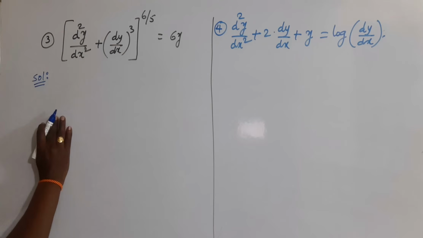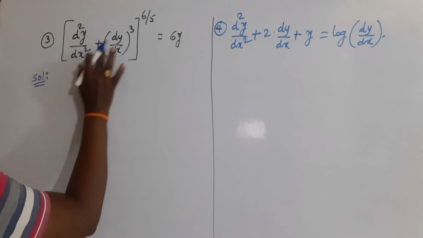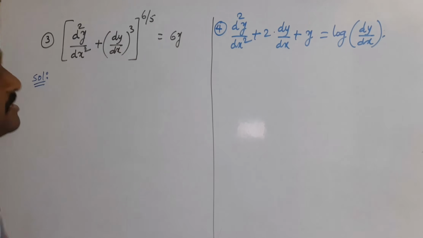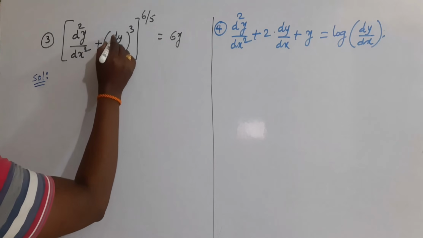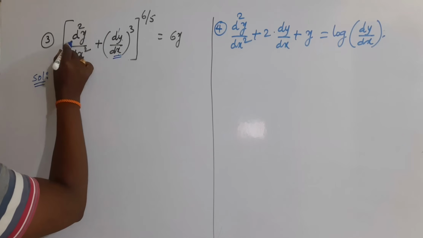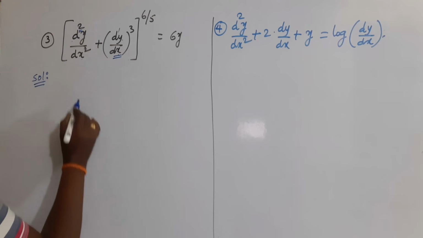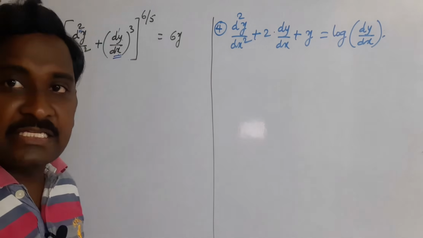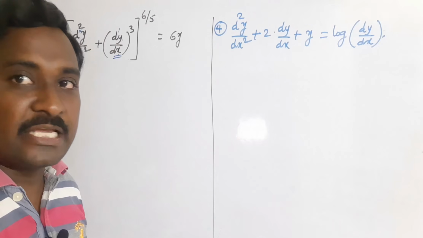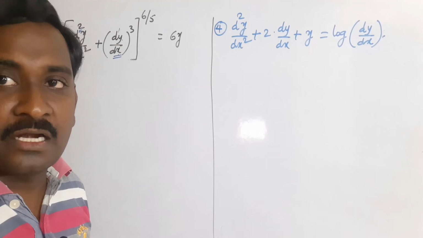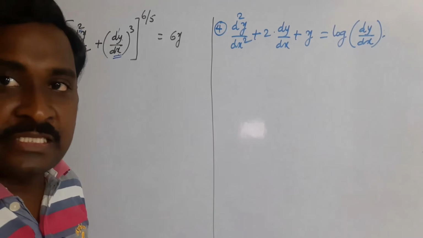See the next example. d square y by dx square plus dy by dx whole cube whole power 6 by 5 is equal to 6/5. Clearly we are observing that dy by dx is the first derivative and d square y by dx square is the second derivative. So in the entire equation, the second derivative is the highest derivative. That's why order is 2. Just by seeing the differential equation, everyone can easily tell what is the order. But degree is the challenging thing.